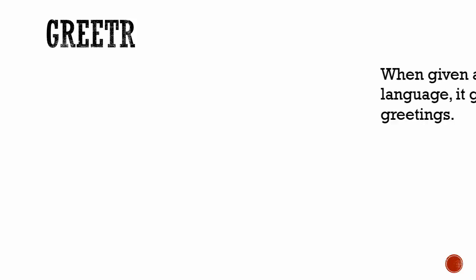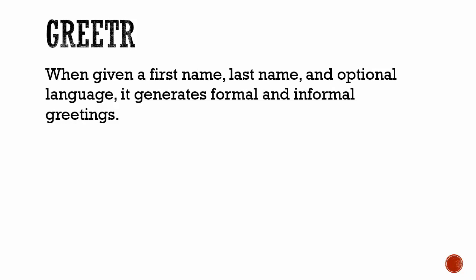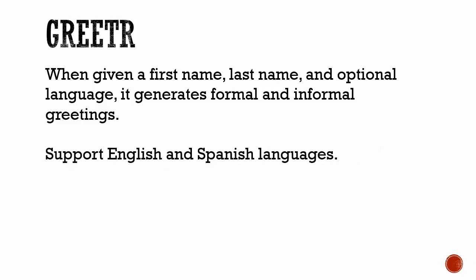Let's do the official requirements. When I'm given a first name, a last name, and an optional language, it should generate formal and informal greetings that I could use throughout my app. It should support both English and Spanish languages for starters. It should be reusable, meaning that it won't interfere with any of the other JavaScript code in my app, and someone else could just grab it and use it in their apps.